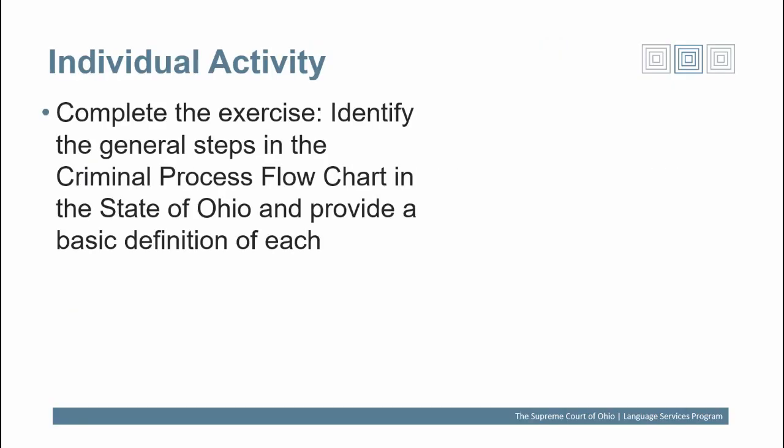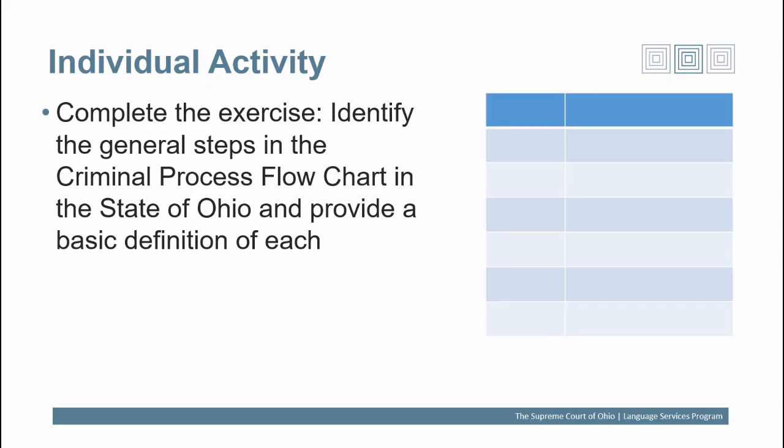Individual activity. Complete the exercise by identifying the general steps in the criminal process flowchart in the state of Ohio and provide a basic definition of each. End of Lesson 4.